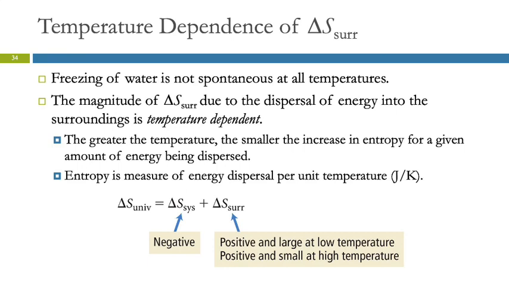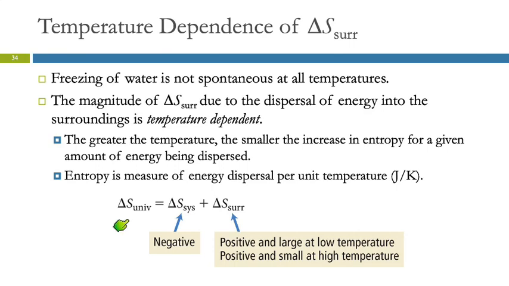So the greater the temperature, the smaller the increase in entropy when that energy leaves the water. So the higher the temperature of the surroundings, the less change in entropy there is when energy is released into the surroundings. So entropy, there's too many E words. Entropy is a measure of energy dispersal per unit temperature. Joules per Kelvin, which happens to be my initials, are the units for entropy.